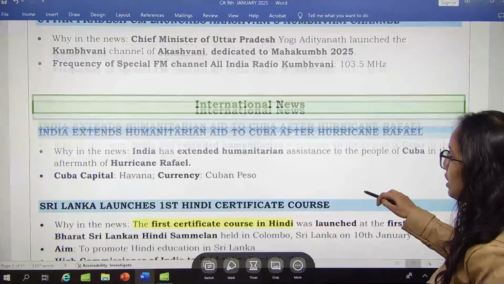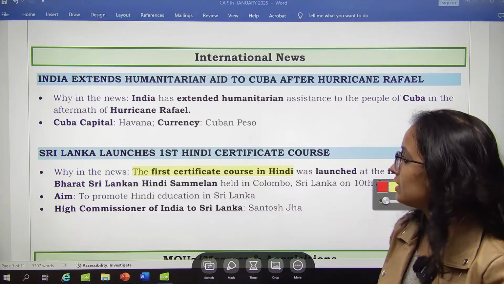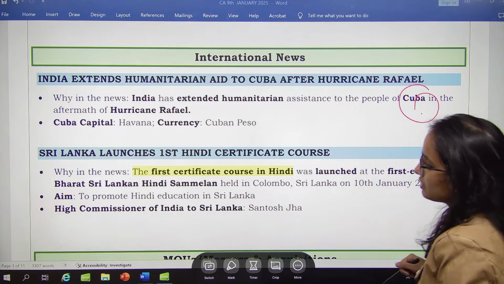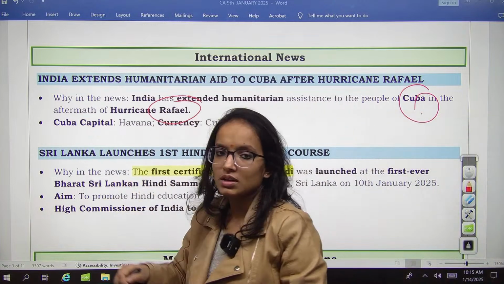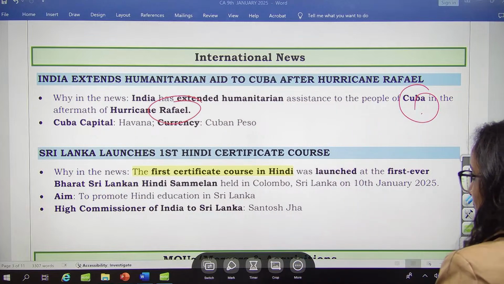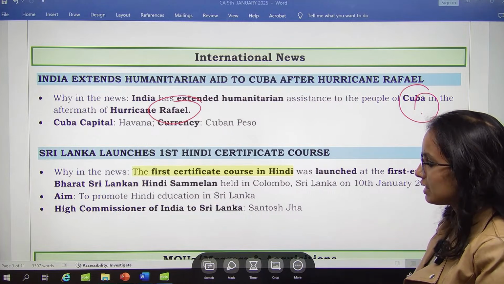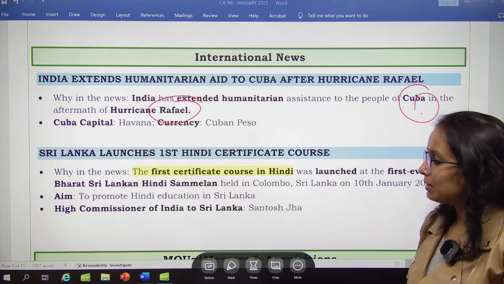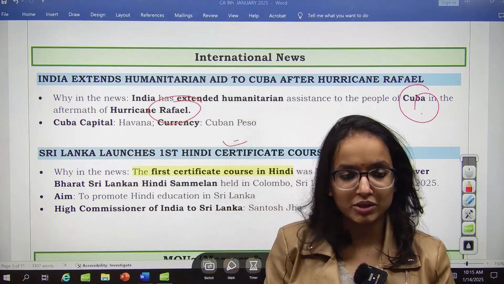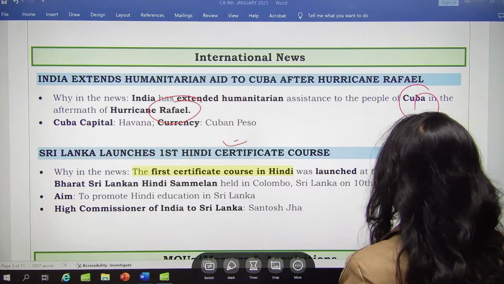This was about state. Then moving on to international news. International news में India has extended humanitarian assistance to people of Cuba, because there's Hurricane Rafael which has made landfall in Cuba. So Cuba was affected with this. That's why India has extended support. Since Cuba is in news because of Hurricane Rafael, Cuba's capital, remember, is Havana, and currency is Cuban peso. So what is the capital of Cuba? Havana, and then Cuban peso is the currency.